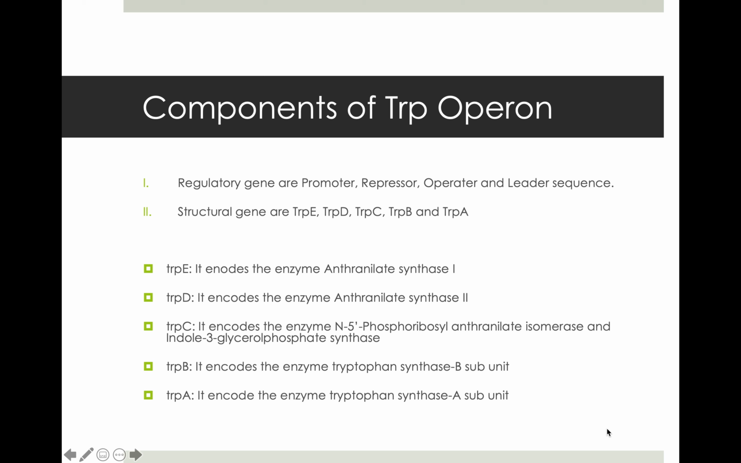So trpE encodes the enzyme anthranilate synthase 1. Oh, I'm missing D there. So trpD encodes the enzyme anthranilate synthase 2. trpC encodes the enzyme N-(5'-phosphoribosyl)anthranilate isomerase and indole-3-glycerol phosphate synthase. trpB encodes the enzyme tryptophan synthase B subunit, and trpA encodes the enzyme tryptophan synthase A subunit.